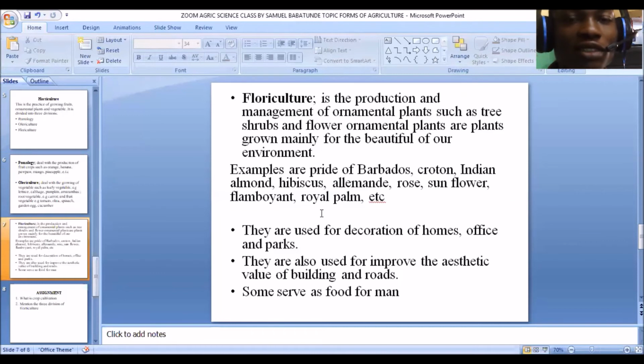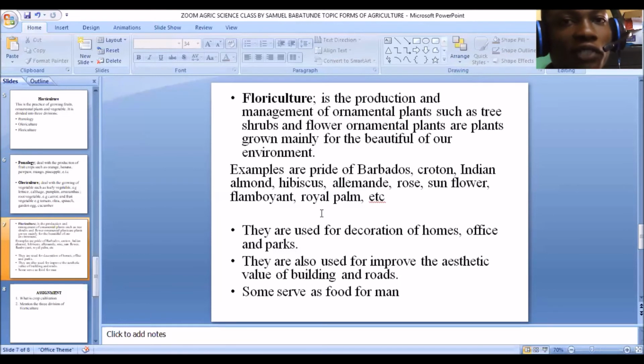They are planted for what? For the main purpose of beauty. So floriculture is a division of horticulture that deals with the cultivation of ornamental plants. Now remember, horticulture is like an umbrella having what? Three divisions.